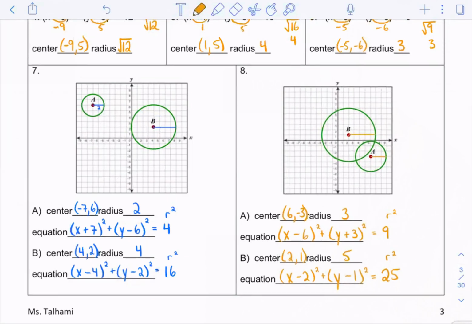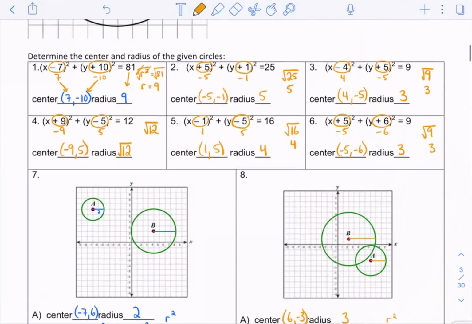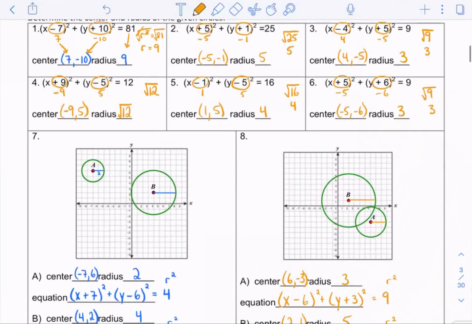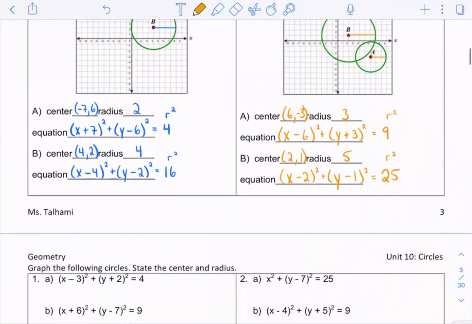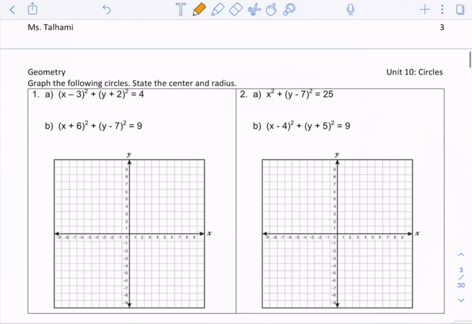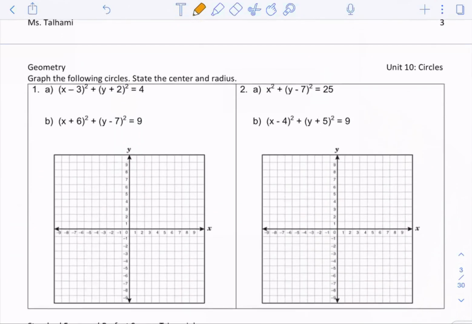Okay, and one more set of questions, Miss Murphy. So we've been able now to take the center and the radius out of an equation. We've been able to take the graph and write the equation. And then our last task here is to be able to take the equation and graph the circle.